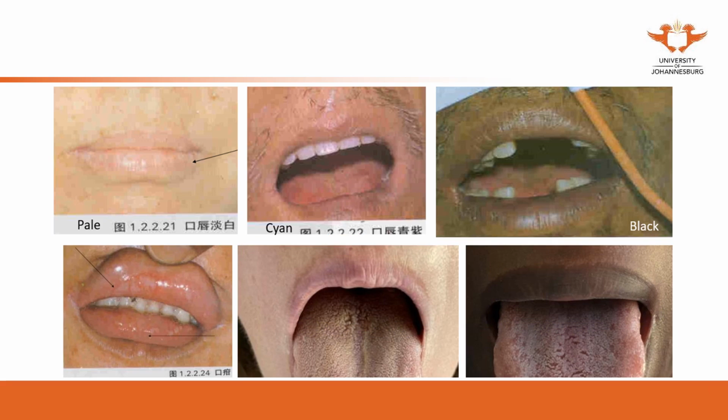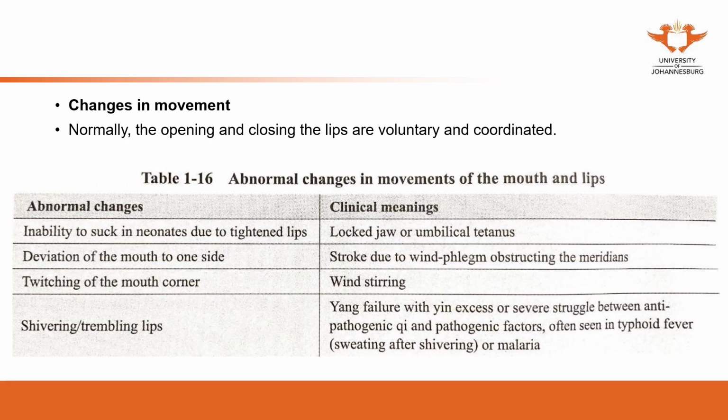When you observe the lips, you also can see inside there. There's kind of an ulcer there. This is related to the spleen. The changes in the movements, deviation of the movements. So this is the deviation of the face we have discussed. That's due to the wind. Twisting of the mouth to one corner, also the wind.